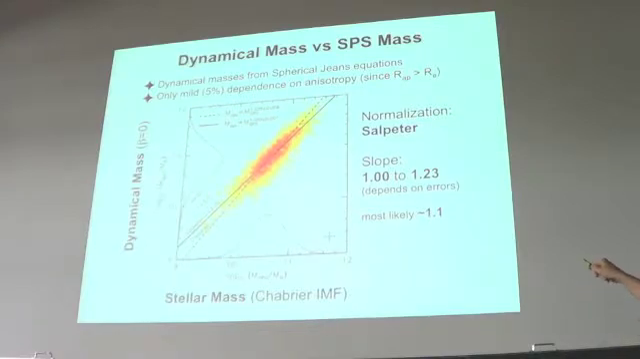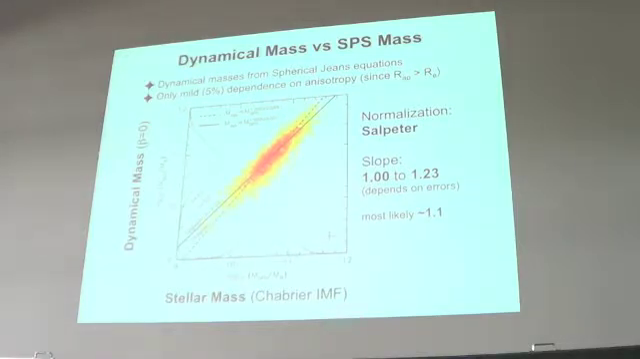And then you can fit a slope, but depending on how you're fitting it, if you do dynamical mass and fixed stellar mass, there's actually no slope, the slope is 1. There's no trend. And if you do the other way around, you get 1.23. So the true slope depends upon where your errors are coming from, how much is in dynamical mass and stellar mass. I don't want to get into that, but the point is the normalization is basically Salpeter. So these galaxies have an IMF that's quite heavy.